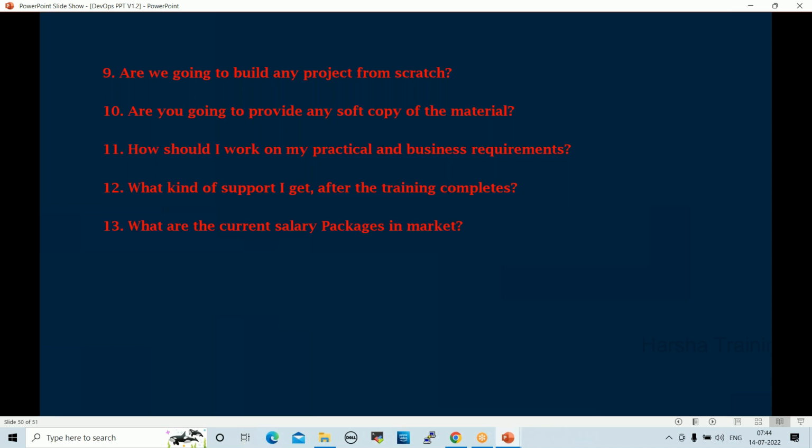Next one: what are the current salary packages in the market? Normally, when we talk about salaries for normal developers, testers, admins, the ratio would be 1:1.5 on average. 1:1.5 means, for example, if the person has 3 years of experience, you will get a 4.5 lakh package. If the person has 5 years of experience, a 7.5 lakh package. That is the average for developers, testers, admins.